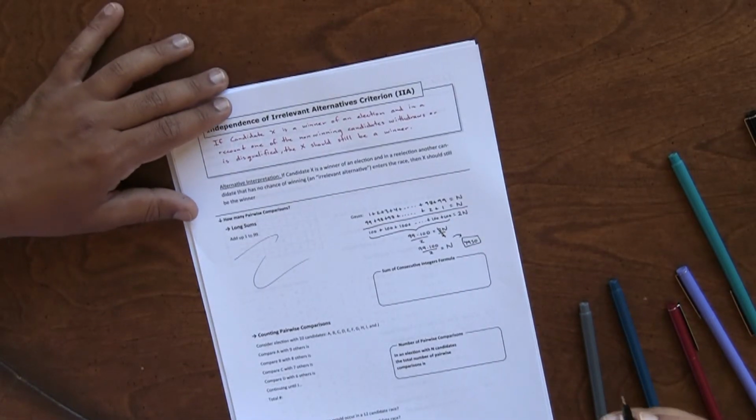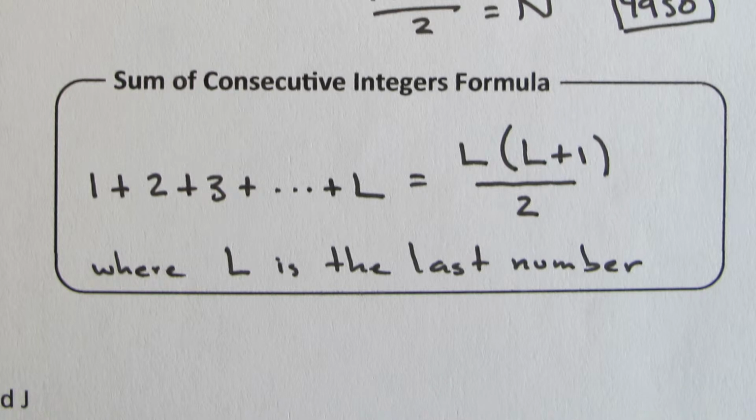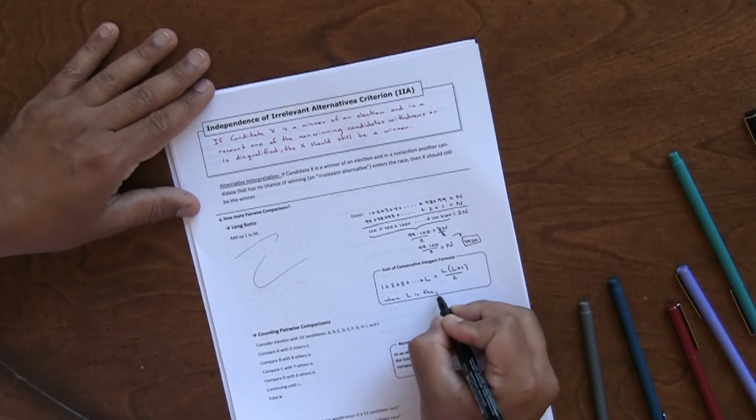Okay, so how can we do that quickly? Well, we have this formula now because of him. 1 plus 2 plus 3 all the way up to some number. Well, you take that number, so in this case it was 99. You add 1 to it, see the 100, and divide by 2. And that's where L is that last number.